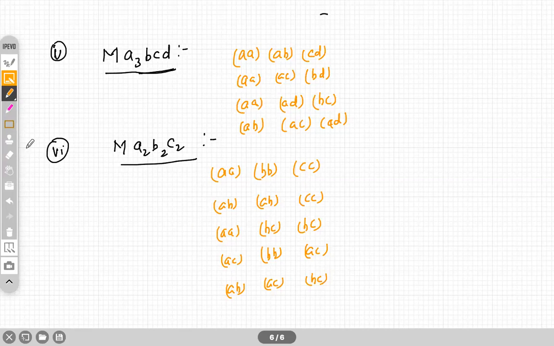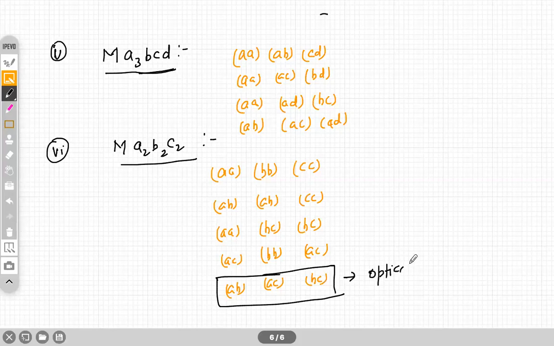Now, one very important point here. Out of these 5 geometrical isomers, the last one that I have written here is optically active also. You must take care of this. There is no plane of symmetry in this.